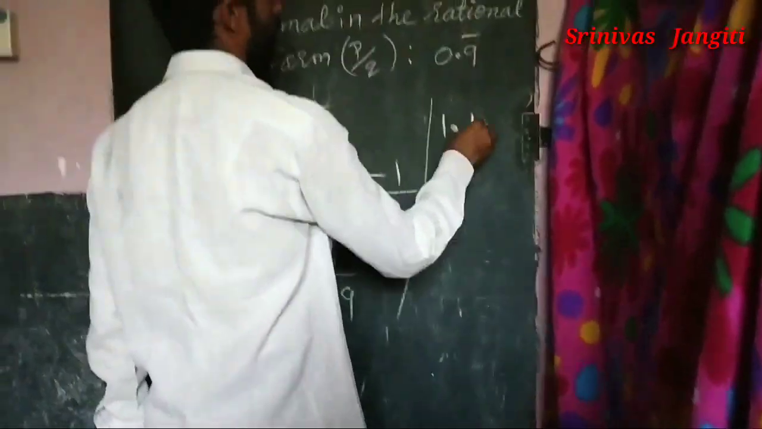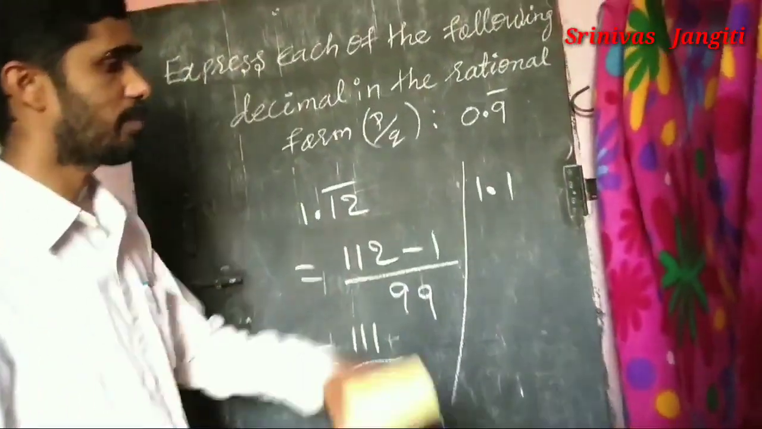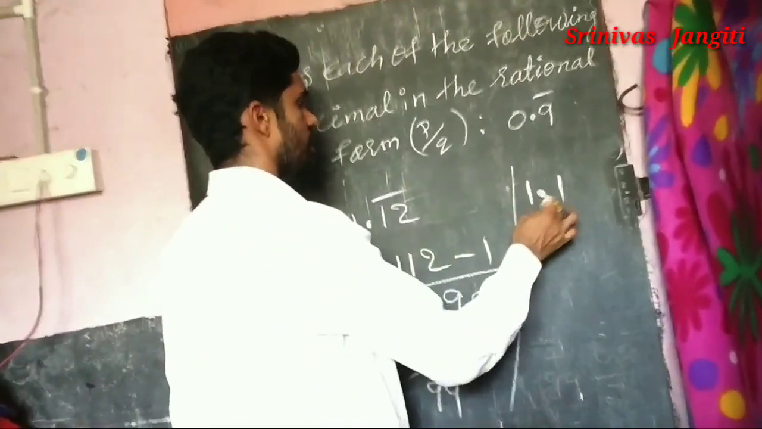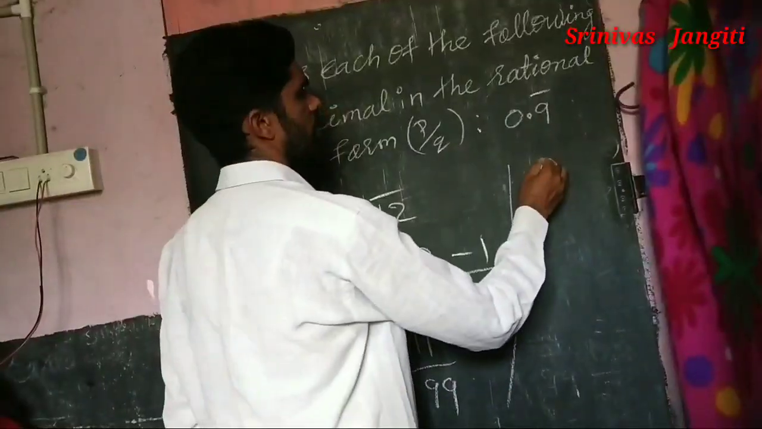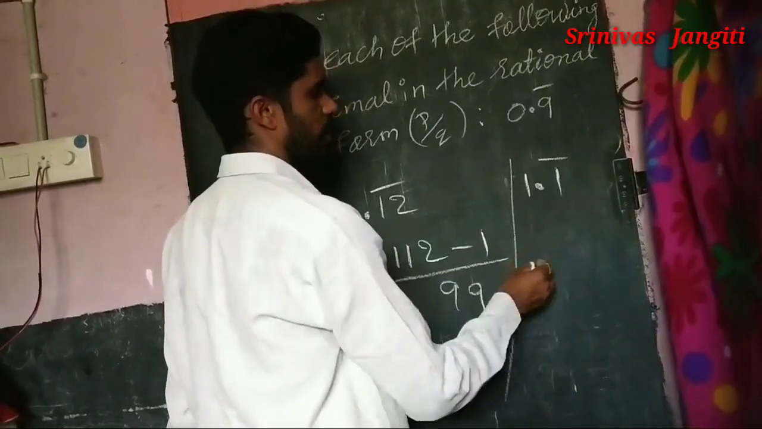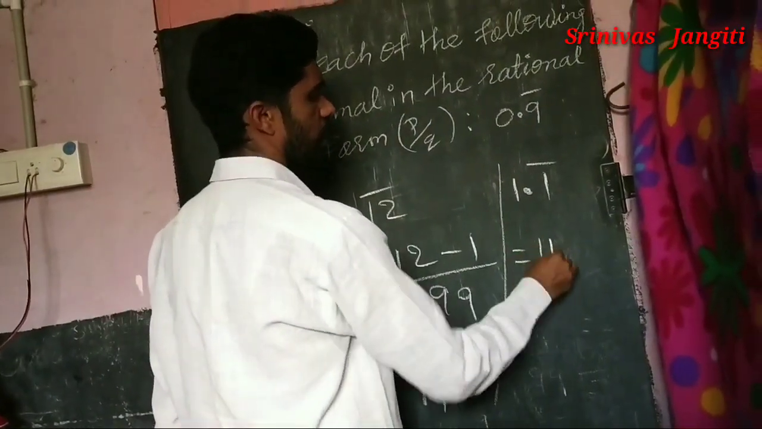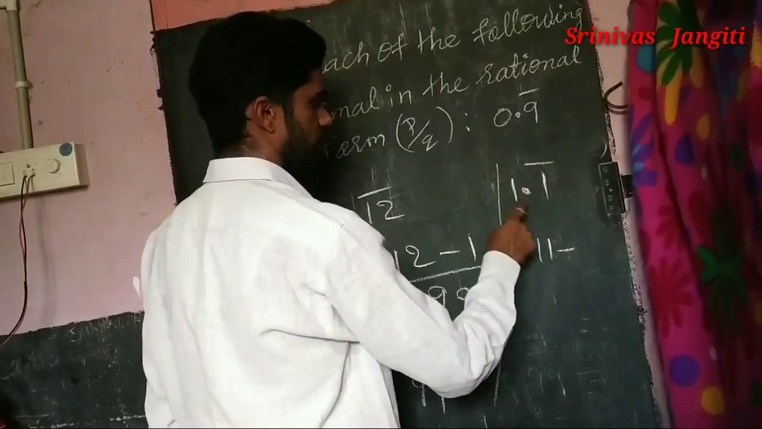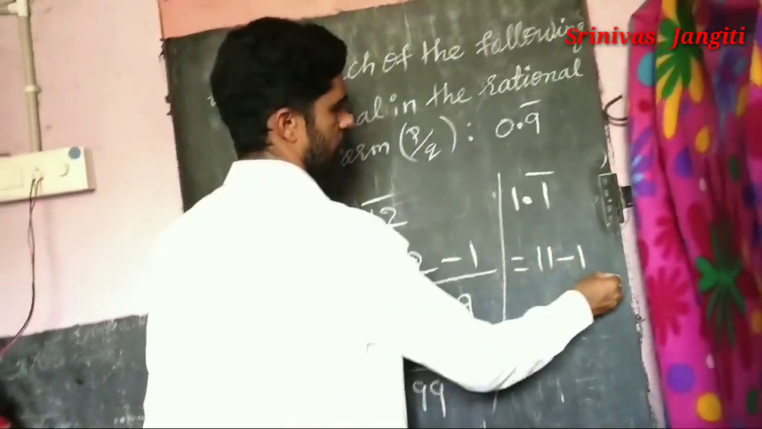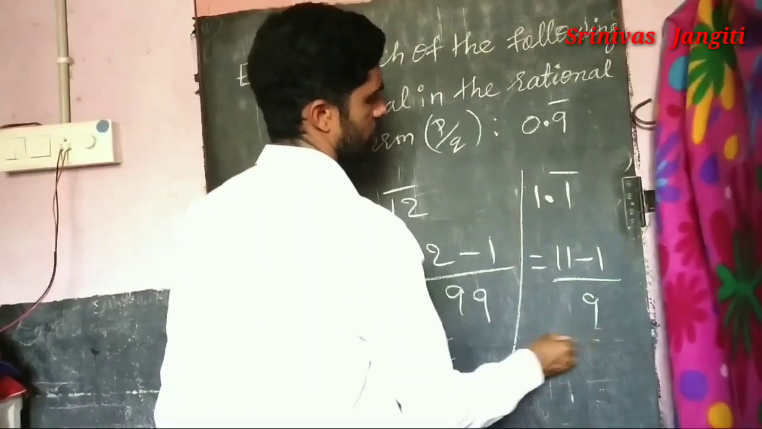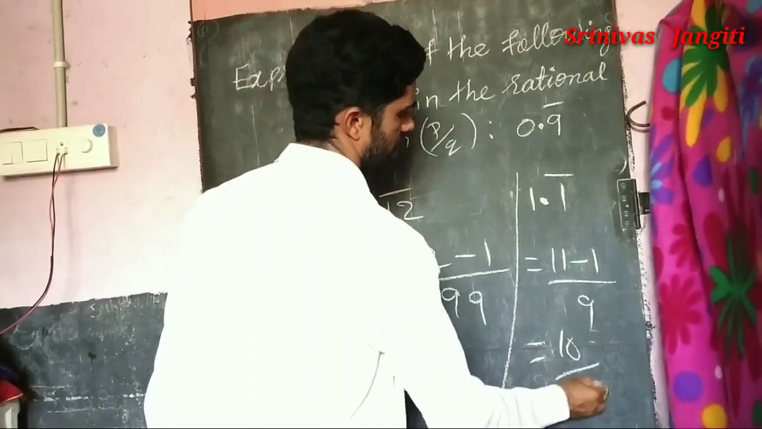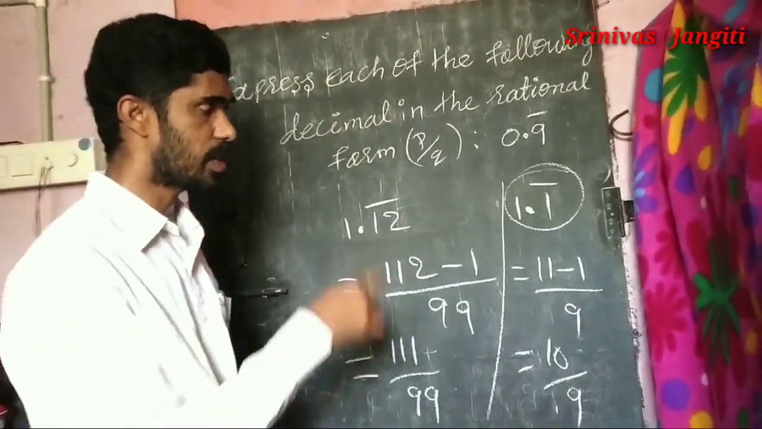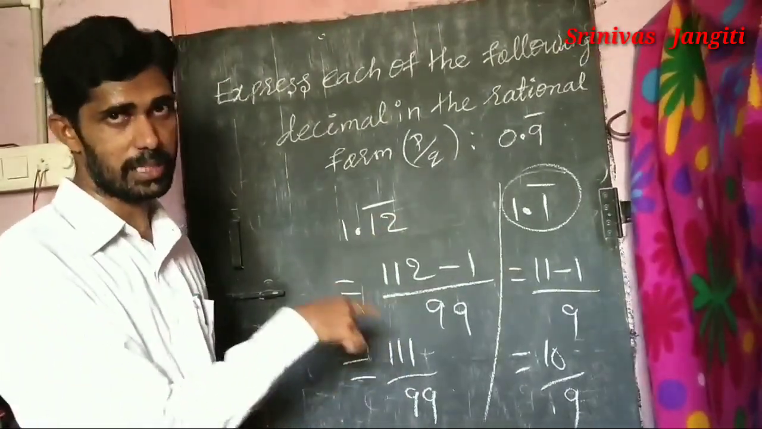What about 1.1 bar? Right. Many members, nobody observed properly. Now observe clearly. Here 1.1 has a bar. Suppose, what is this problem's answer? Tell me. 11 minus. This total is 11. Before the bar, how many digits? 1 digit. So 1 by how many? 1 nine. So what is this answer? 10 by 9. This is a simple trick. But many members did not observe first. I think now you understood this. What is the correct work?